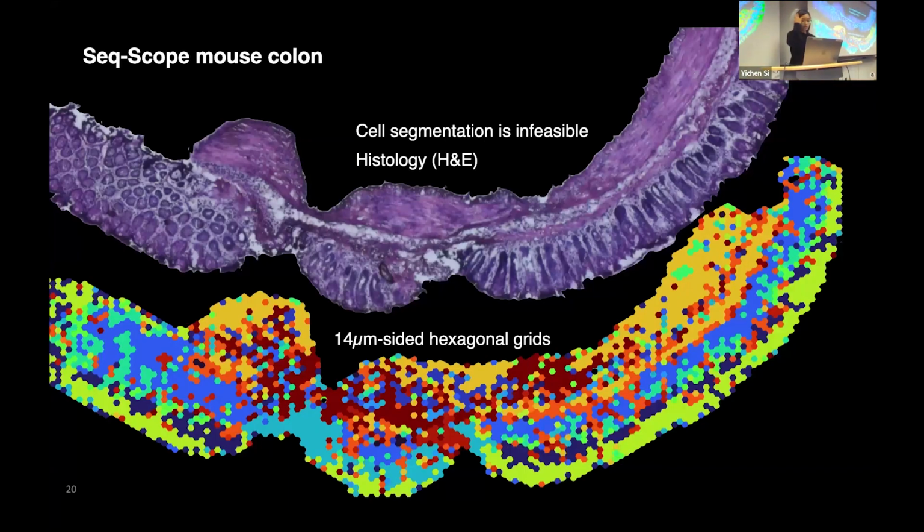First, here's a Seq-Scope mouse colon example as a motivating example. In this data set, on the top we show the histology image from H&E staining. In this data, we don't have nuclei staining or cell boundary staining, so cell segmentation is not available. At the bottom, we show what happens if we apply a previously proposed grid-based analysis. Here, each hexagon has a side length of 14 micrometers. So we do recover the general structure of the tissue, but most of the details are lost.